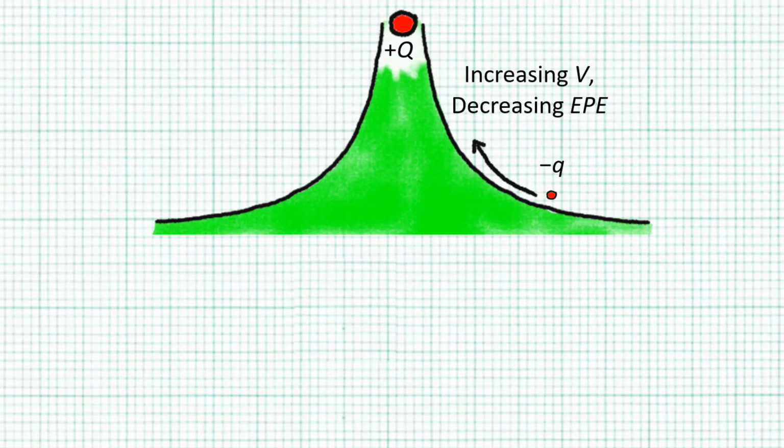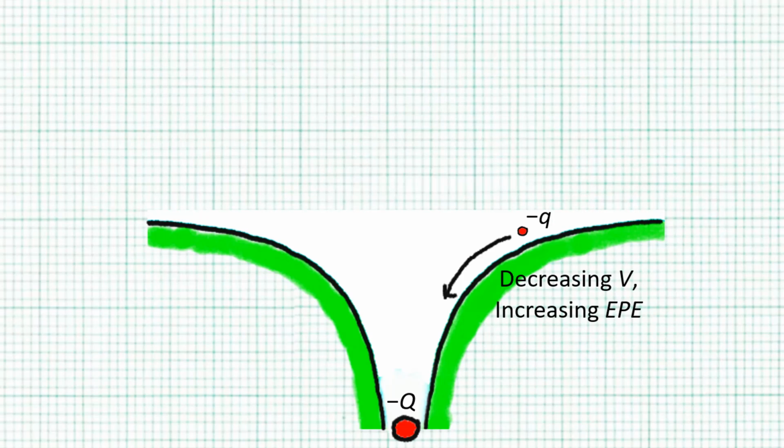Now remember that the world is upside down for negative charges. So a negative test charge will see a positive source charge as a crater instead of a mountain, and it will lose EPE as it approaches it. A negative test charge would see a negative source charge not as a crater but as a mountain, and it will gain EPE as it approaches it.